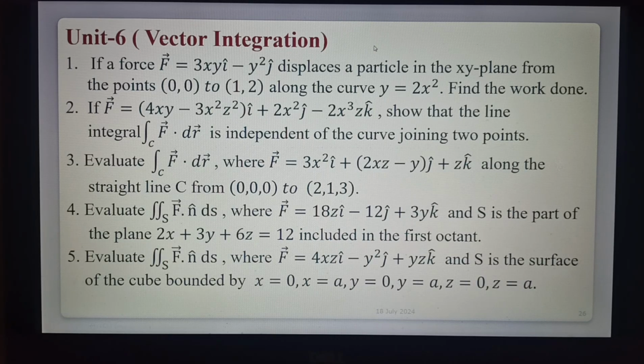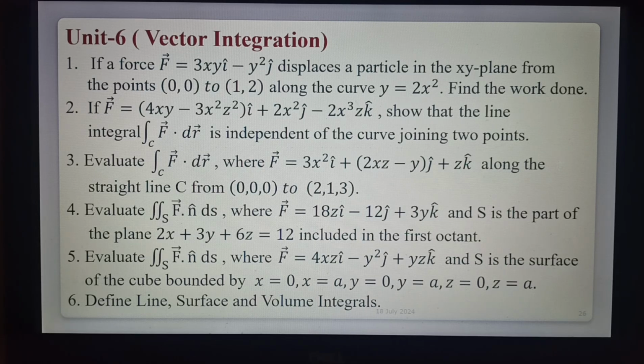evaluate also the surface integral where a vector field a bar is given and S is the surface of the cube, and this is a lengthy and important question on the cube. Okay? So these are some questions from vector integration. Remaining questions we will see.